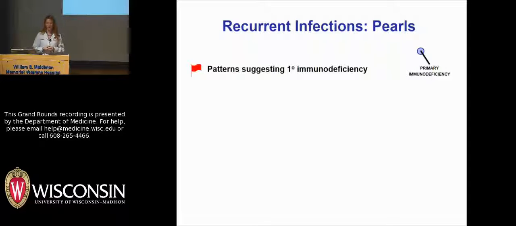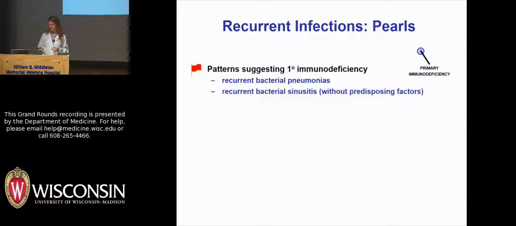Well, when should we think about primary immunodeficiency? Recurrent bacterial pneumonias, particularly if you don't have an underlying etiology, maybe not patients that are aspirating, but bacterial pneumonias in otherwise healthy people. Recurrent bacterial sinusitis, in particular if they don't have underlying risk factors, patients that don't have allergy, patients that don't have nasal polyps. Recurrent Neisseria infections, really quite rare, but it is important to consider could they have low complement levels because there is treatment.